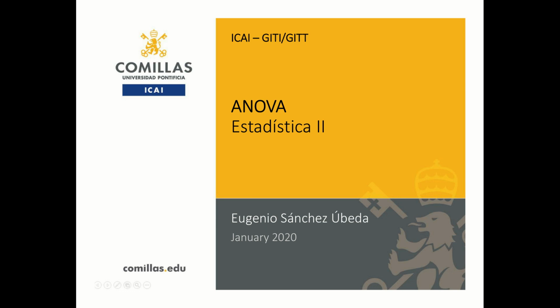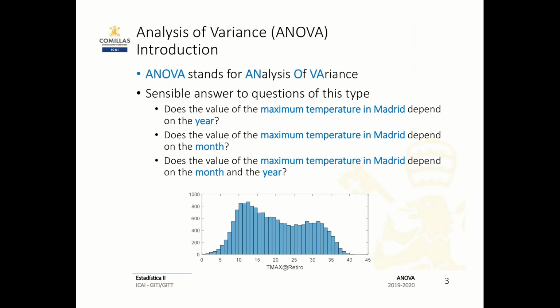So we start a new lecture, this time on the analysis of variance, or ANOVA. ANOVA stands for the analysis of variance, and it is a good technique to answer questions of whether a continuous variable depends on the value of a categorical one.